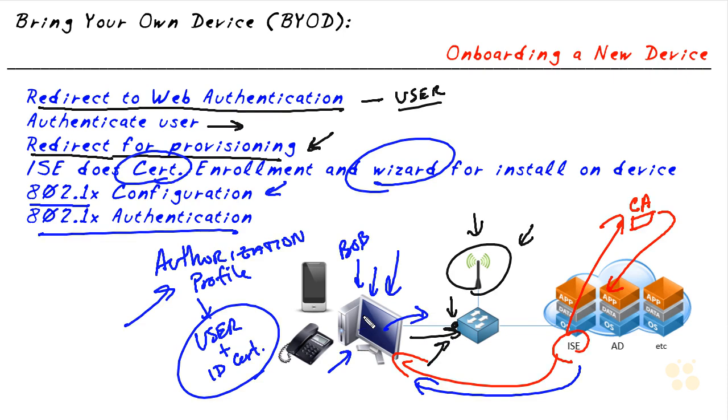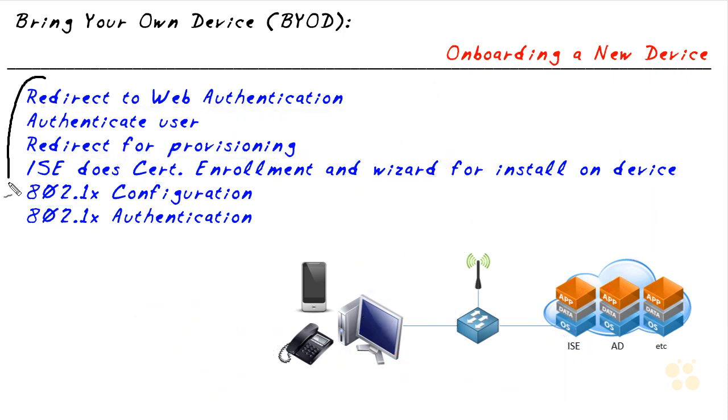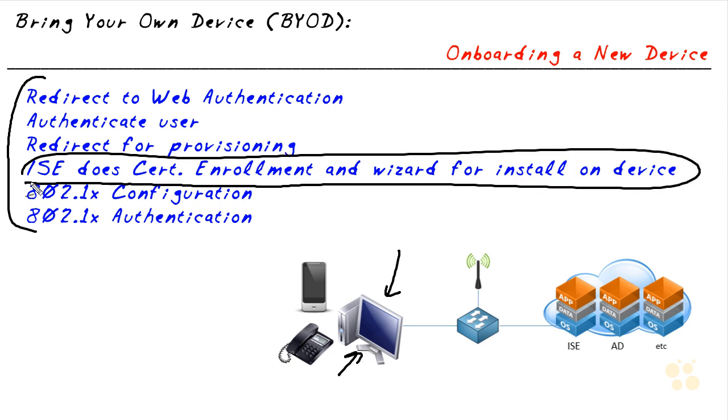And there are several variants on this that we could use, including using the native supplicant that comes with an operating system like Windows. Or during this part right here, we could have the ICE server push down the supplicant that we want installed and used on this PC that Bob brought in.